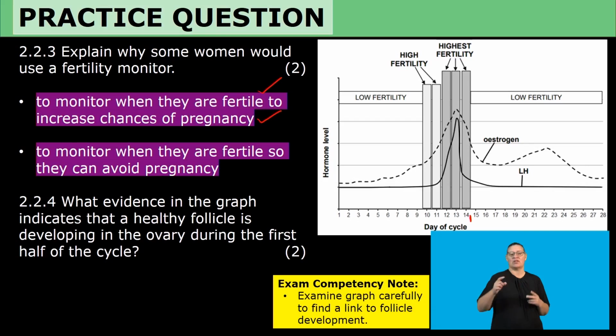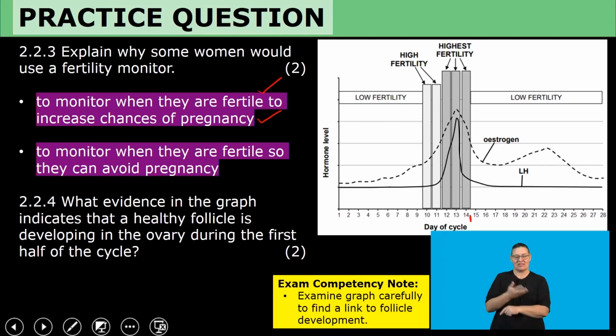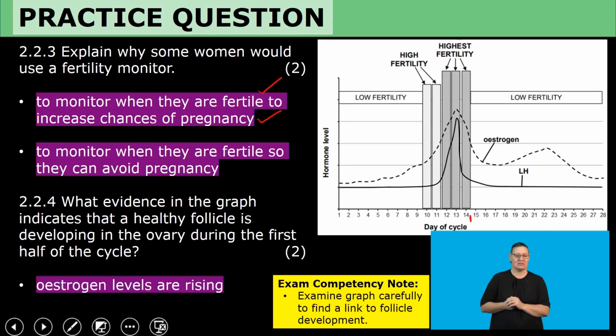In fact, we had another option for 2.2.3. Sorry about that. So women would use fertility monitor also to monitor when they are fertile so they can avoid pregnancy. We spoke about this earlier on. But now the answer for 2.2.4, what evidence in the graph indicates that a healthy follicle is developing in the ovary during the first half of the cycle? Estrogen levels are rising.